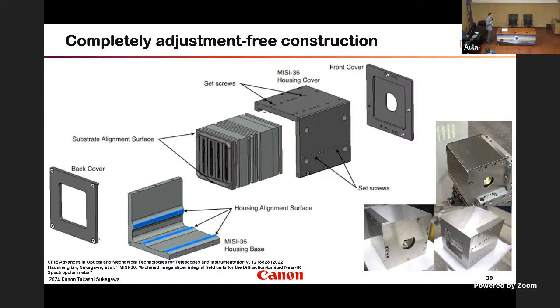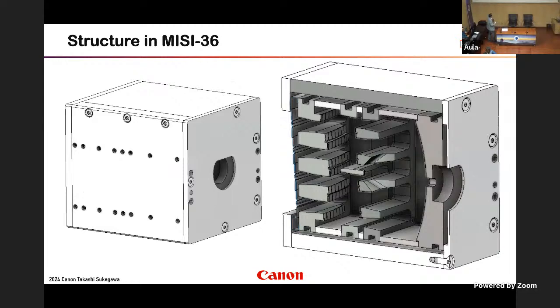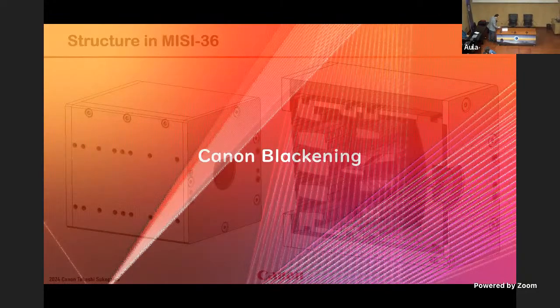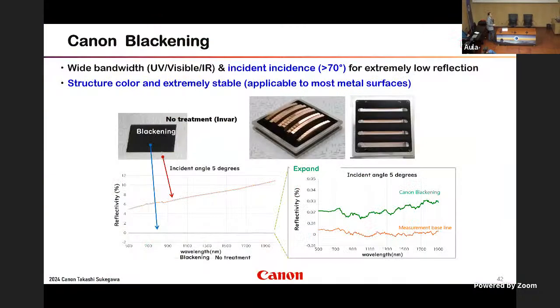No need for adjustment. Such very nice reliability is not only useful on ground-based telescopes, but the space missions are also very happy because high reliability means no adjustment. So this is the cross section. You can see here it looks somewhat complex, but there is no need for adjustment. Yes, the last topic, just to introduce.